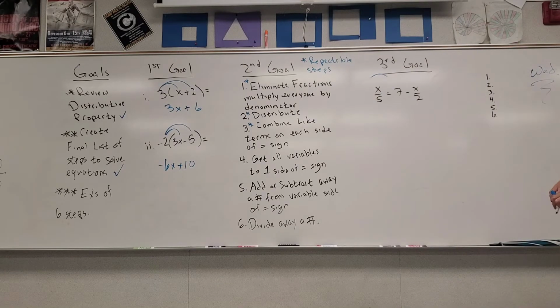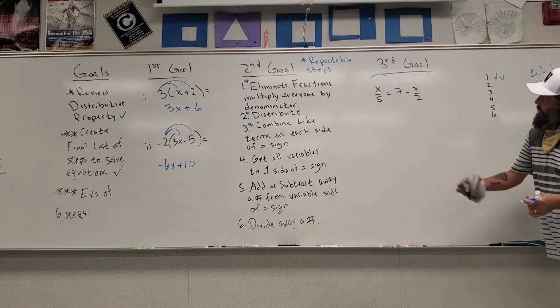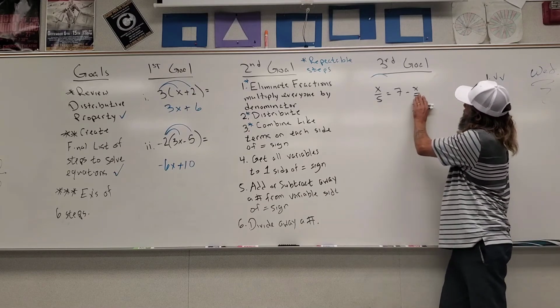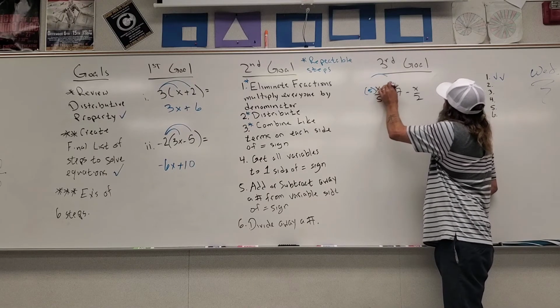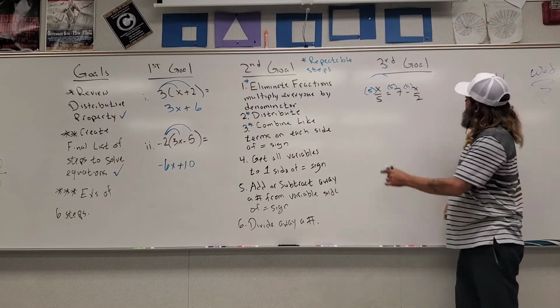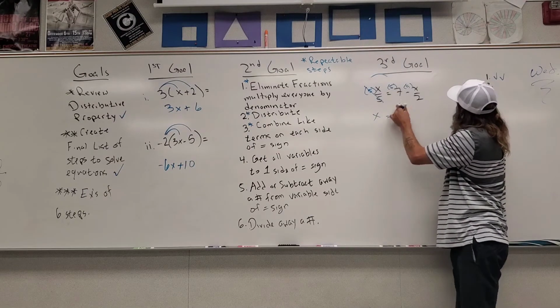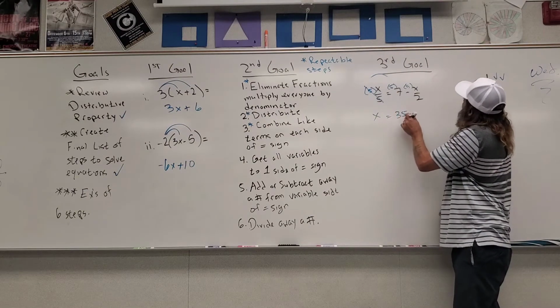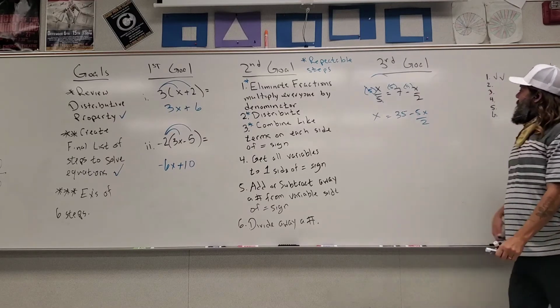Alright, so step 1 says eliminate the fractions, multiply everyone by the denominator. I can actually do that step twice, and just to speed up things, I will do it pretty quick. I'm going to ignore that 2 and multiply everybody through by a 5. Alright, so now that cancels, and I'm left with x. 5 times 7 is 35, minus 5x over 2.